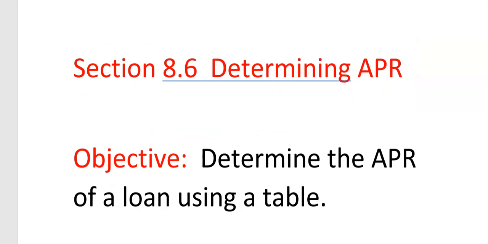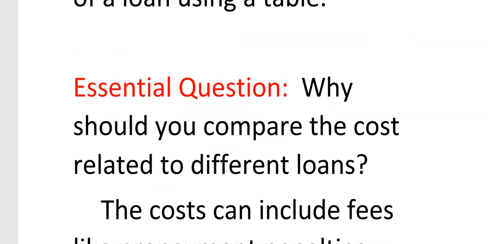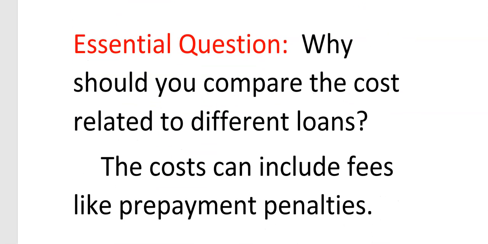Section 8.6, determining APR. We're going to figure out how we can shop around for rates that are similar when other things about the loans are different, like a different time period or a different interest rate. How do we know which one is going to be the better deal without doing too much work? We're going to use a table in the back, A8, A9.